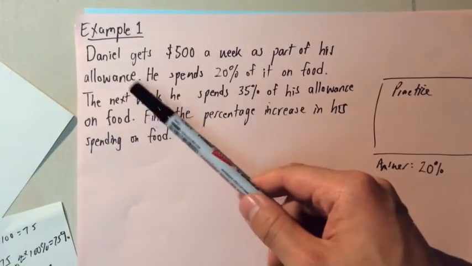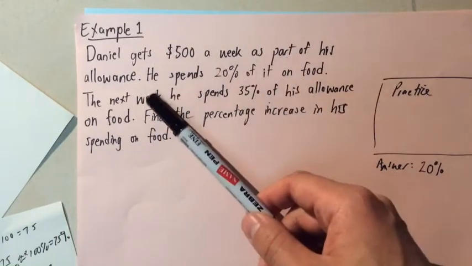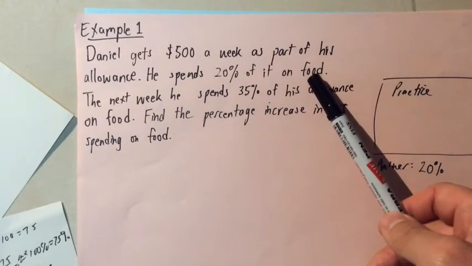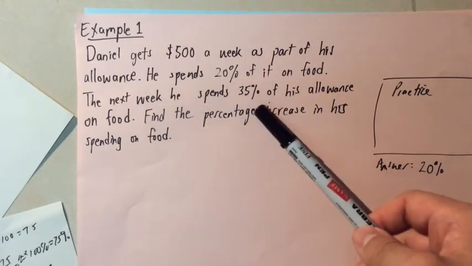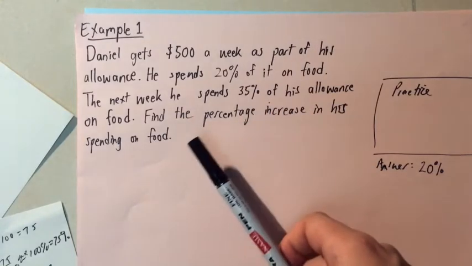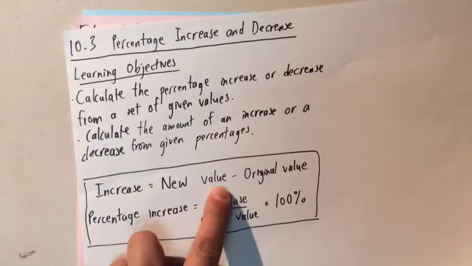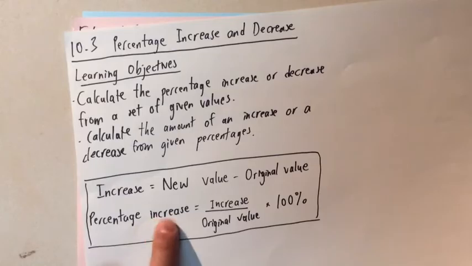Okay, we have here, Daniel gets $500 a week as part of his allowance. He spends 20% of it on food. The next week he spends 35% of his allowance on food. Find the percentage increase in his spending on food. So first off, remember, look back here, we've got to calculate the increase, and then we calculate the percentage increase.